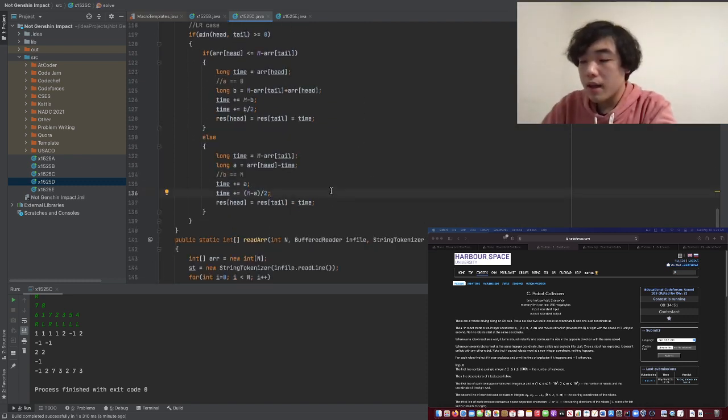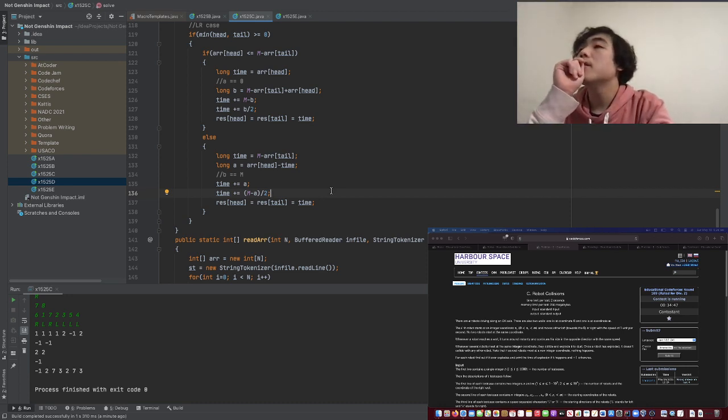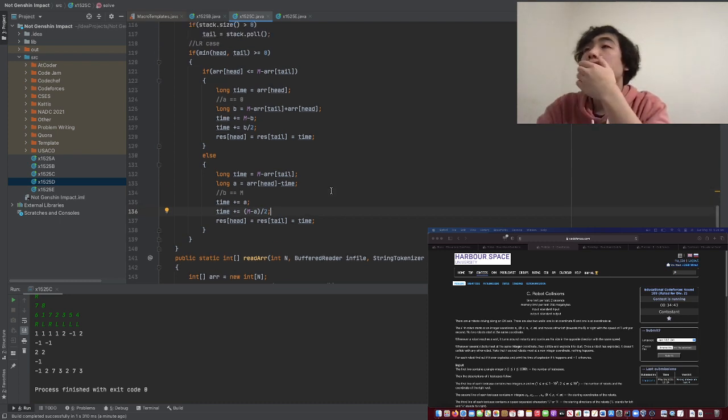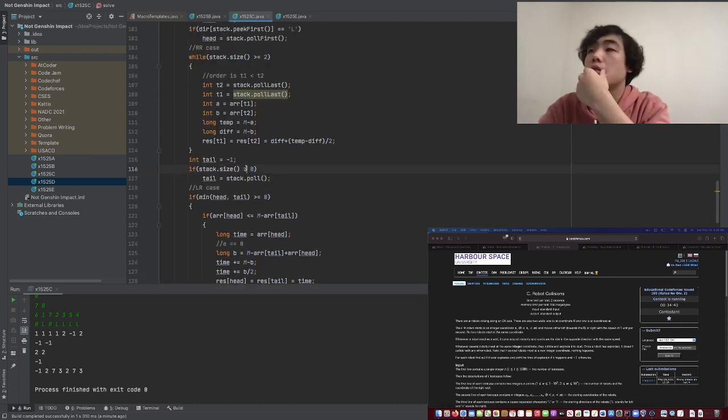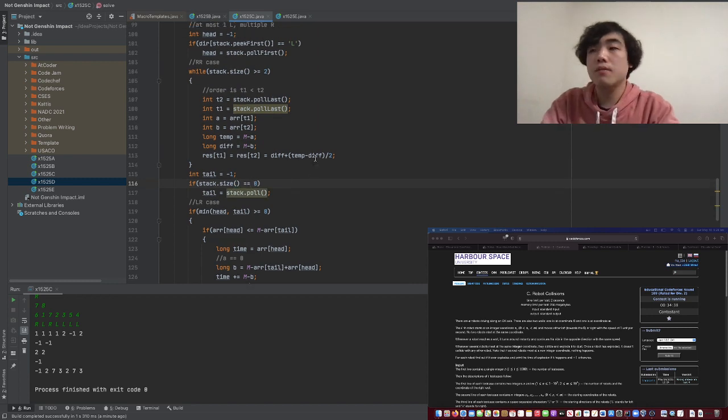Let's see if we have a number line. If the minute head and tail is greater than, or yes, if it's equal to one.